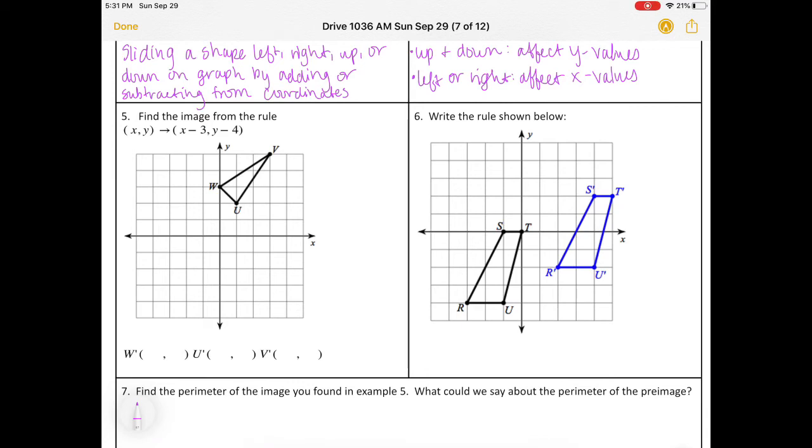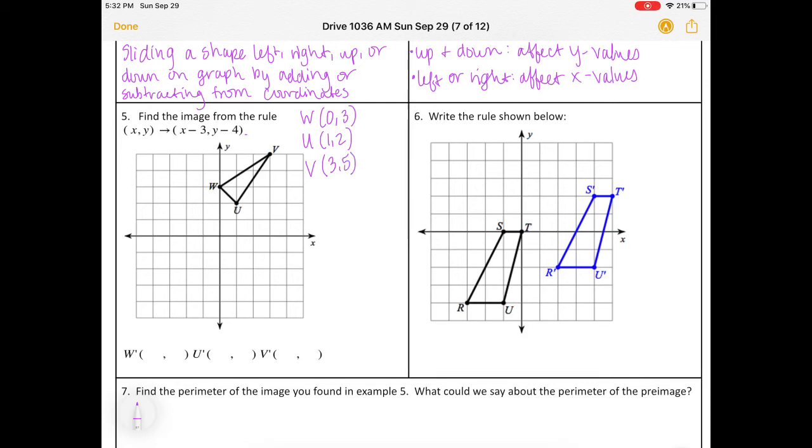So let's start off here, number 5. So find the image from the rule. So here they're giving you the rule and they want you to perform that and tell what those new coordinates are, all right? Again, I need to start off with knowing my coordinates. So usually they will not give these to you. You have to look in there and find them. So I'd pause the video here and write down the coordinates for W, U, and V. So hopefully you paused. W, you should have gotten 0, 3. I'm going to do a lowercase u so you can tell, but that should have been 1, 2. And then V, 3, 5.